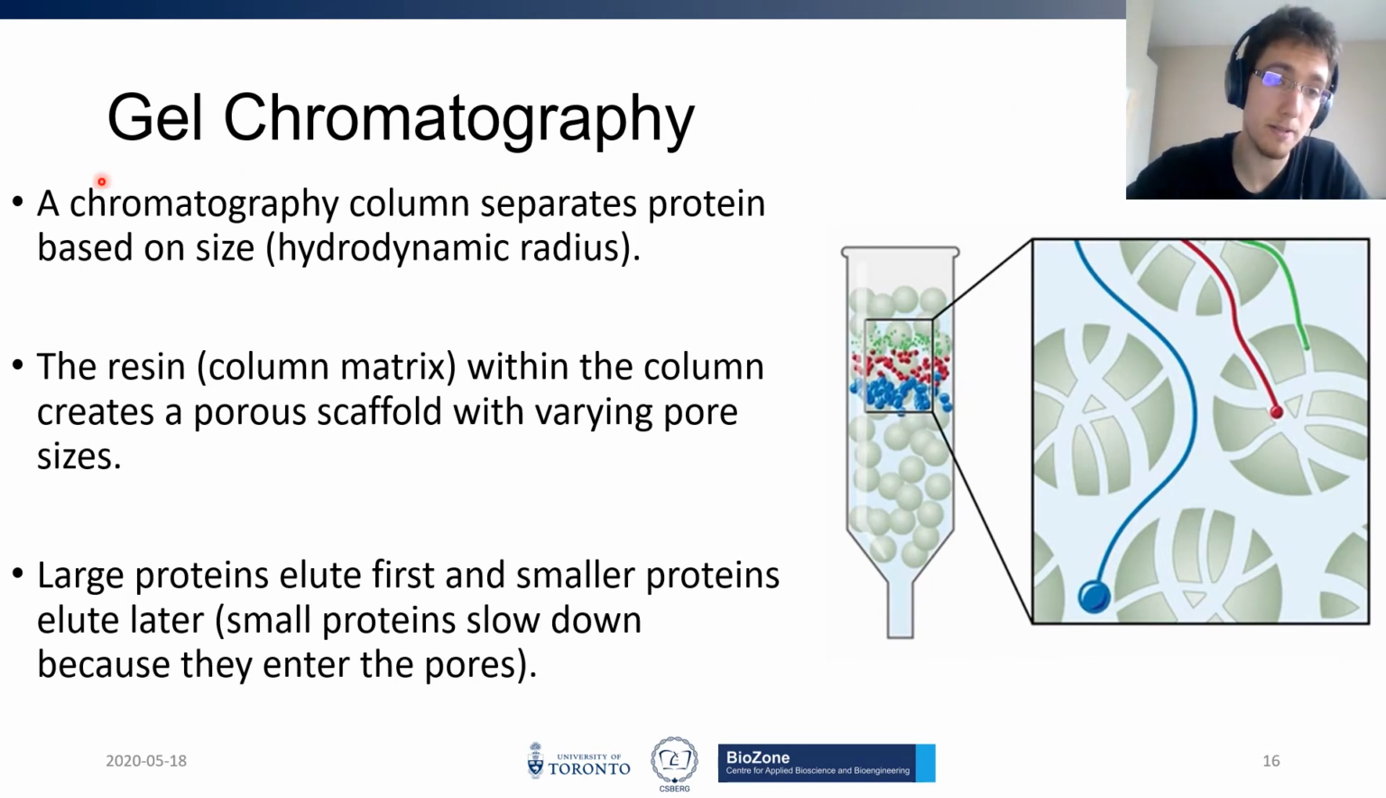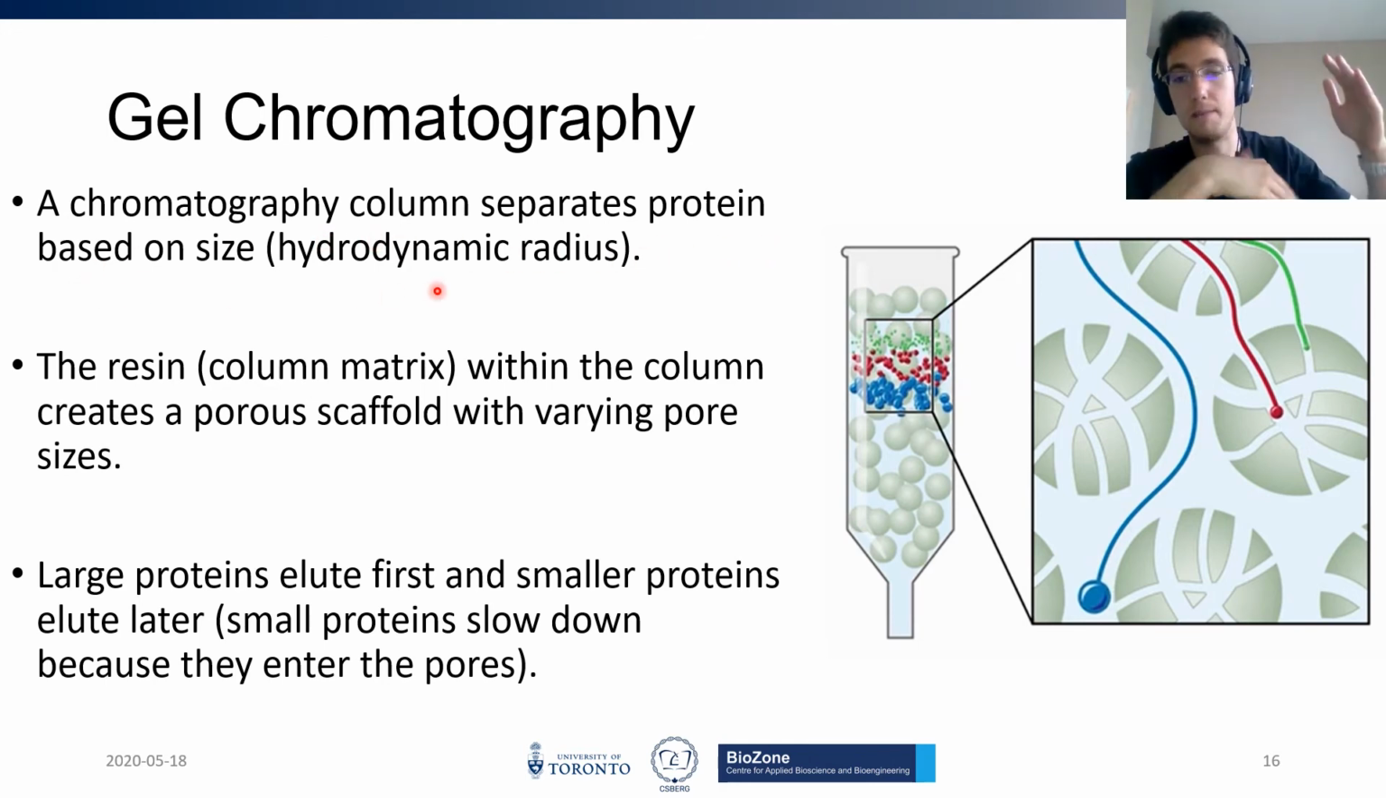And what's interesting about gel chromatography is that the column will separate proteins based on size. So any other proteins that came down through your nickel affinity purification are very likely to be of different size, right? Different hydrodynamic radius. I'm not going to get into the specifics of that, but you can definitely look that up to know what it means.